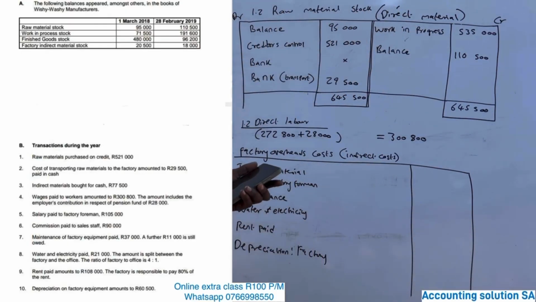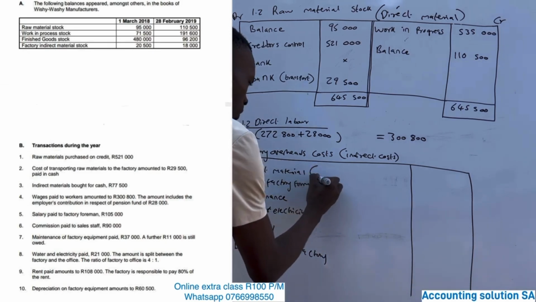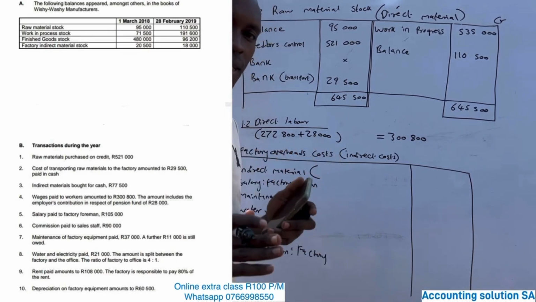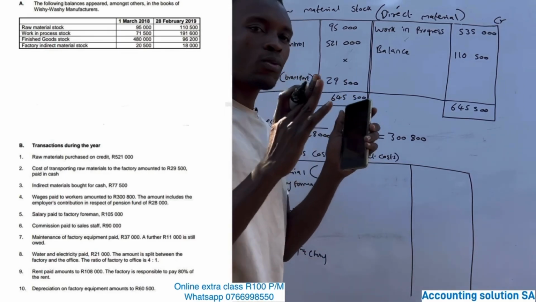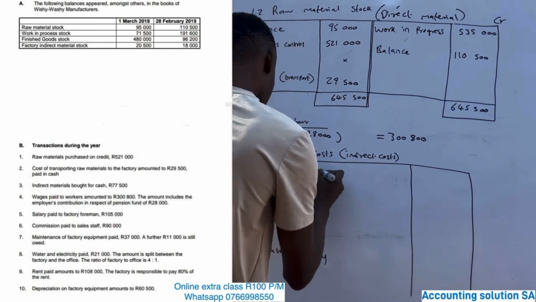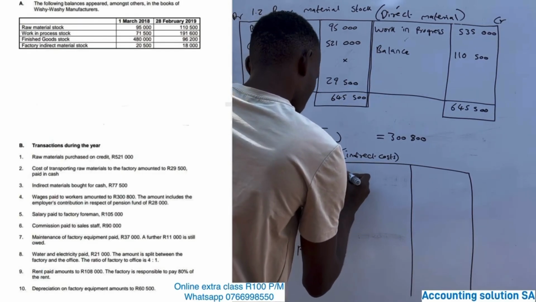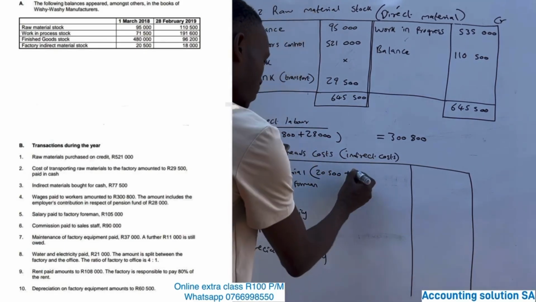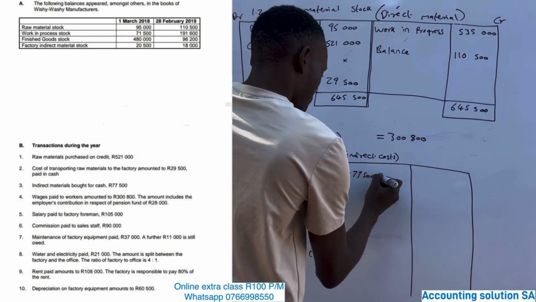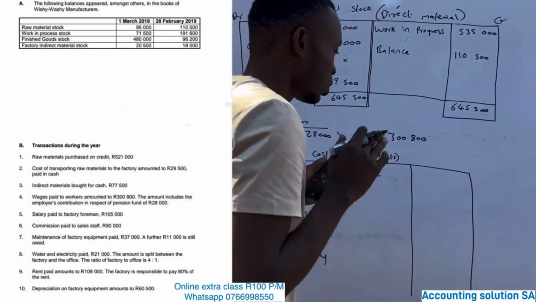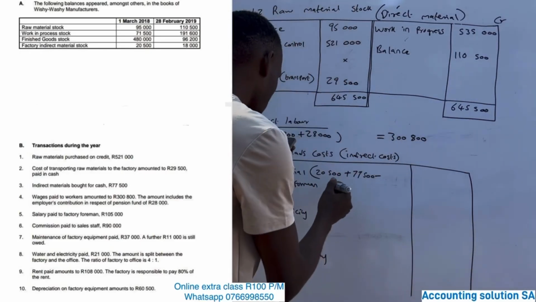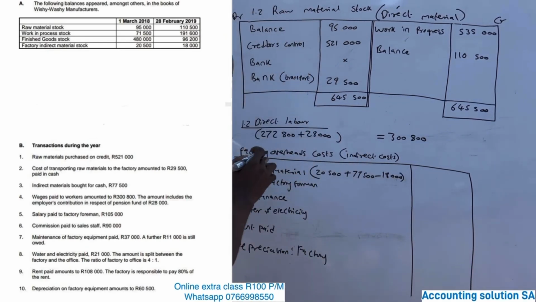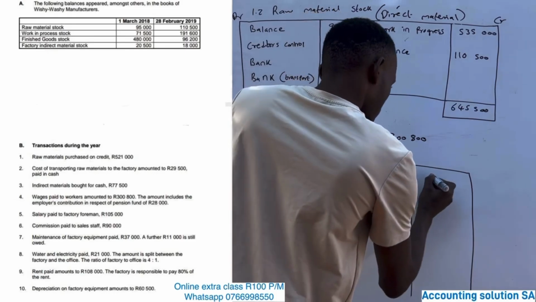Okay, number one, we have indirect material, which we have to do a workings for, because we have an opening balance which we add, closing balance we subtract, and what was purchased during the year we add. Opening balance is 20,500. Let's take what we bought. Number 3, indirect material bought for cash, 77,500, and we subtract what we didn't use this year, which is the closing balance of 18,000. Okay, it's going to give us 80,000.